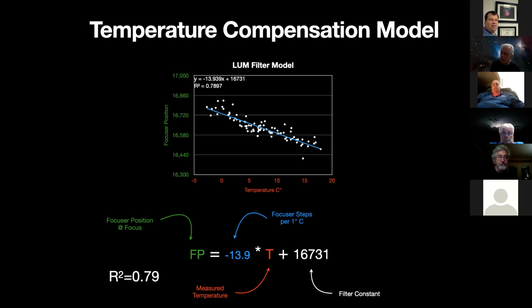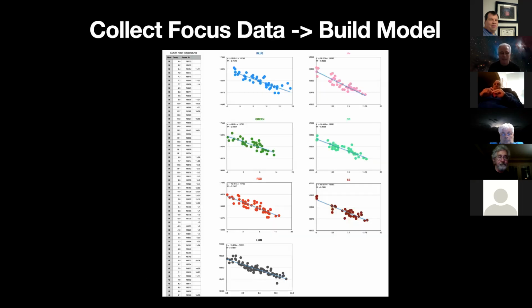But I also basically want to see all of the other filters come up with the same curve fit, where in particular the slope of that line, they're all starting to arrive at the same slope of roughly 14 focuser steps per degree center temperature change. And that was happening at around 35 to 40 measurements across all of the filters, but not quite.